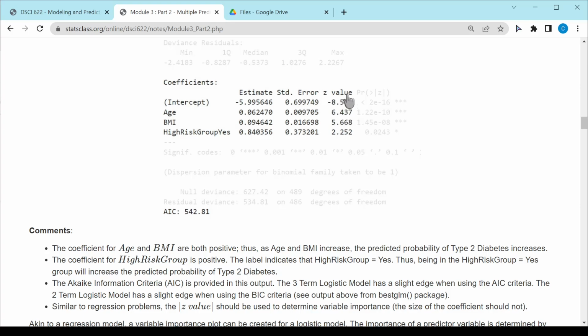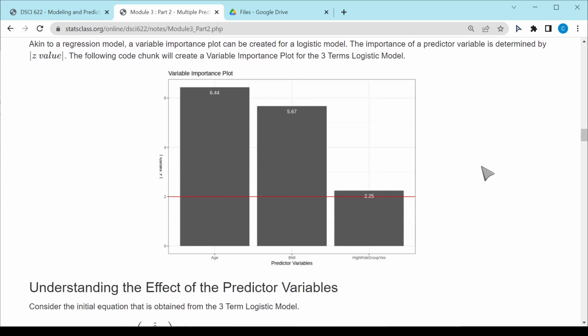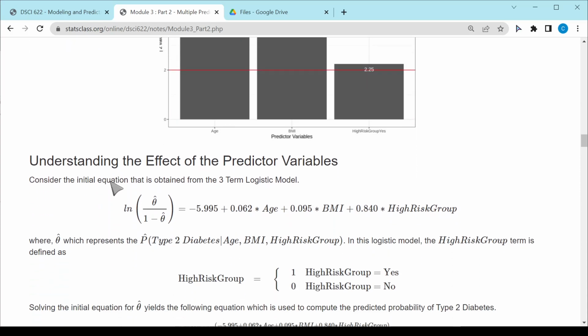There are the Z values over here. You can use the absolute value of those to determine variable importance. So here you can see age is going to be the most important predictor variable in this model, BMI next, and then the high risk group is at about 2.25. These are all larger than 2, or 1.5 maybe if you want to use that. So these are all important predictive variables in determining whether or not somebody has diabetes. Here's the variable importance plot. Again, the y-axis on here is just those absolute z-values.